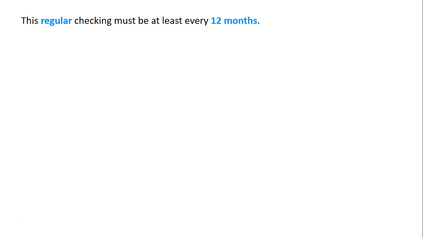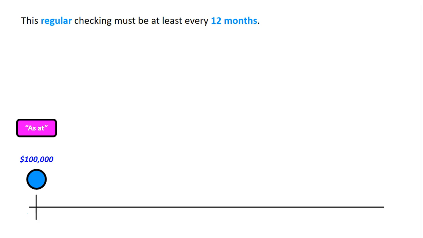So to do that, we do regular checks that can be any length of time, but no more than 12 months. You can do 12 reports a year monthly. You could do quarterly reports, half yearly, but you can't have any reporting period longer than 12 months.